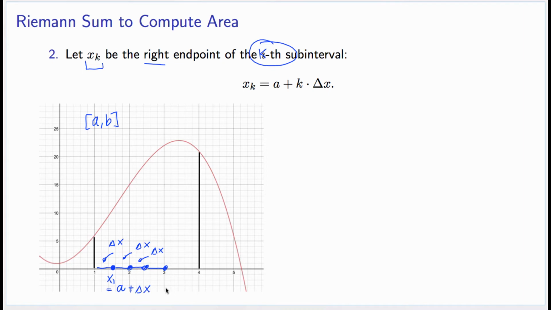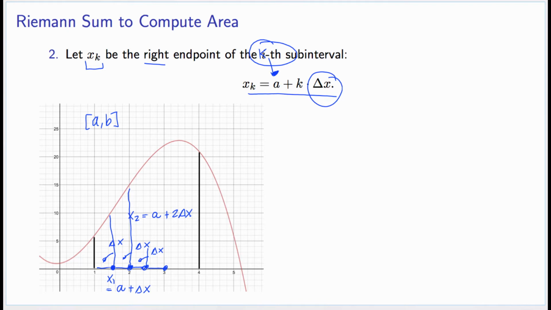If I wanted the right endpoint of the second interval, now I'm starting at a, or in this case 1, and going over 2 delta x's. So to get the kth subinterval, I always start at my endpoint a, and I go over k delta x's. So the right endpoint of each of these is just a plus k times delta x.